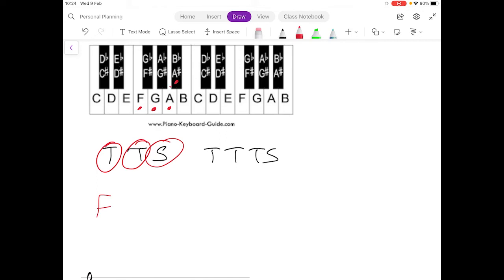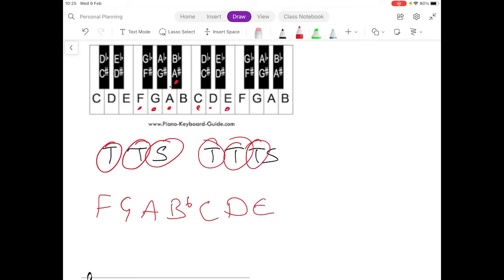Sorry, from the B flat we then go to C, because we're going up a tone, so 1, 2 to C. Oh, I should be writing them down here, sorry. Then from the C we go up another tone to D. From D up another tone to the E. And then finally we've got our semitone, which takes us to the F. Okay, and once we get to the same letter we started with, that's our F major scale.